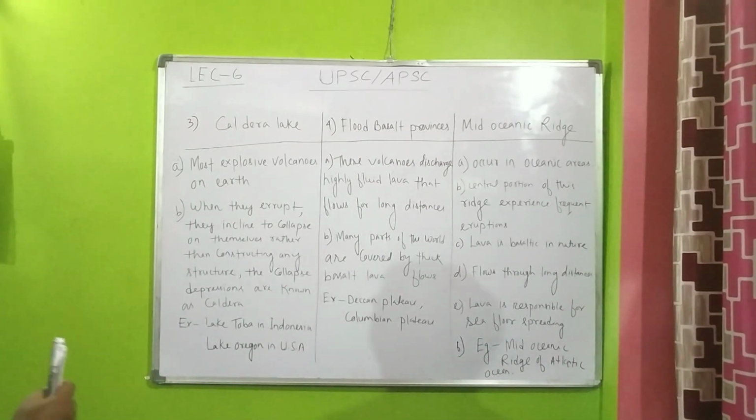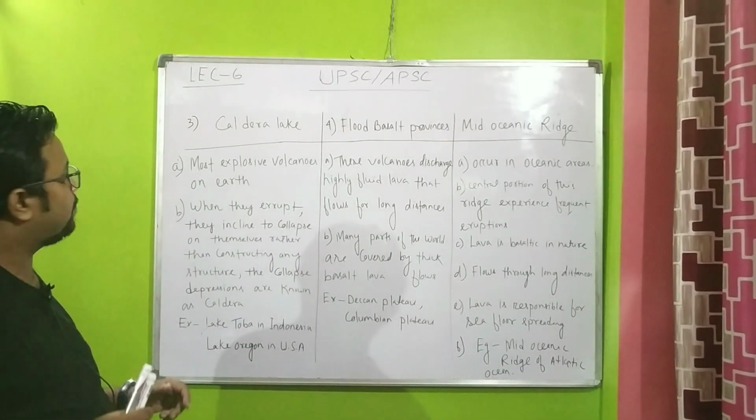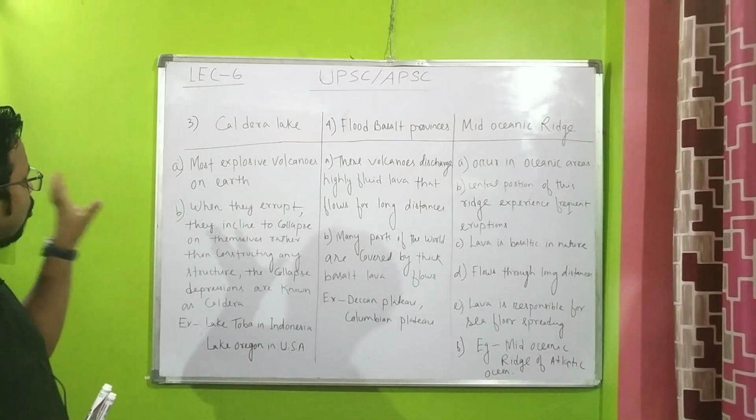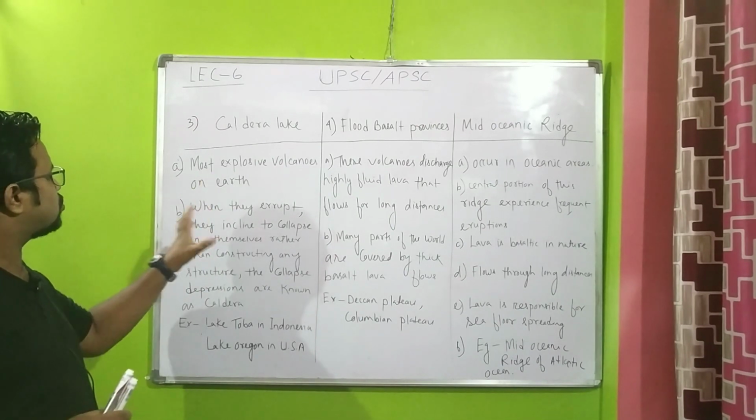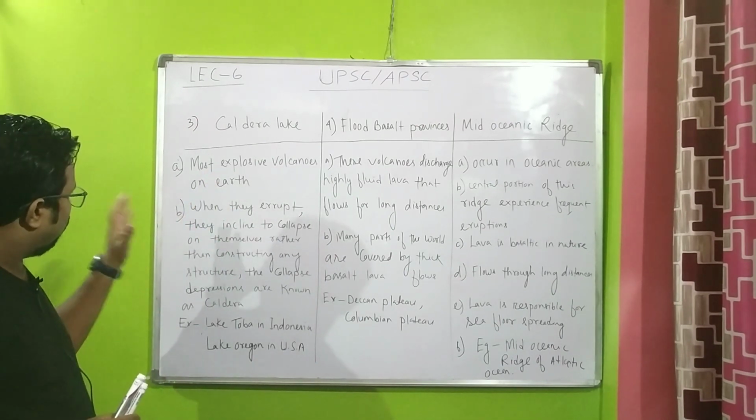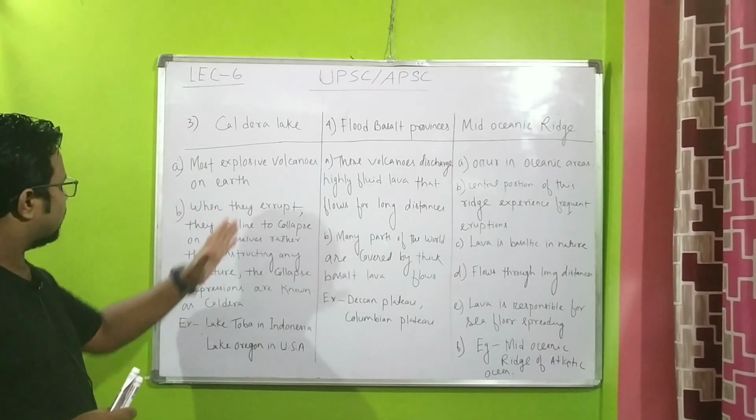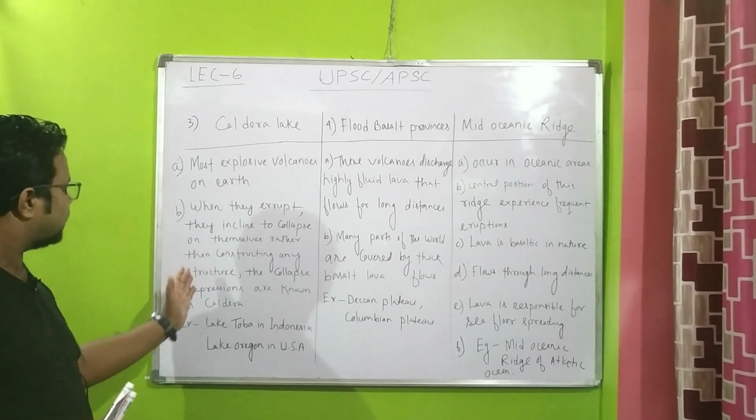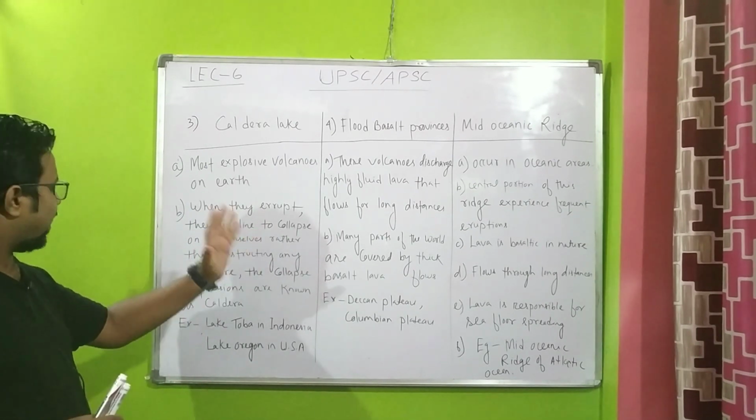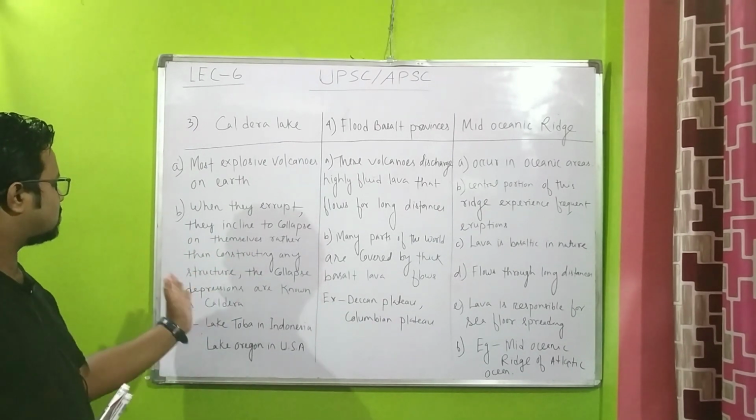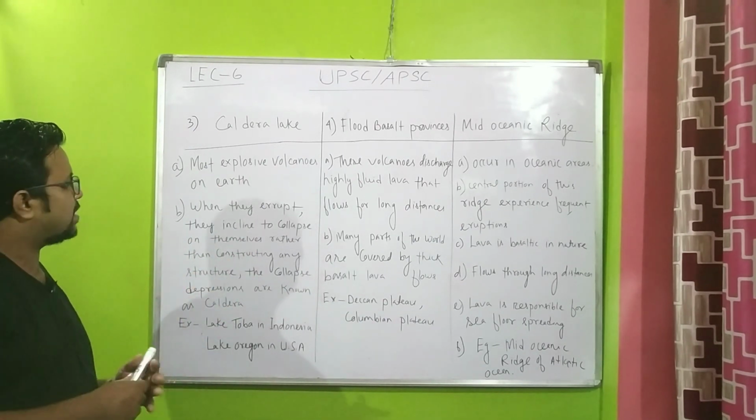Now, number 3 is the caldera lake. This is known to be one of the most explosive volcanoes on Earth. When they erupt, they tend to collapse on themselves rather than constructing any structure. The collapse depressions are known as calderas. What actually happened?